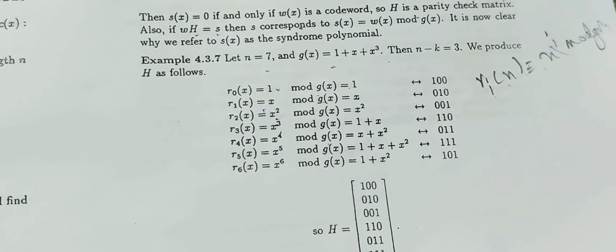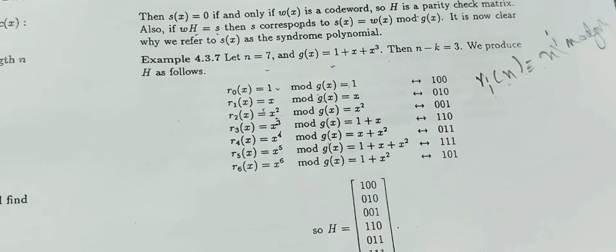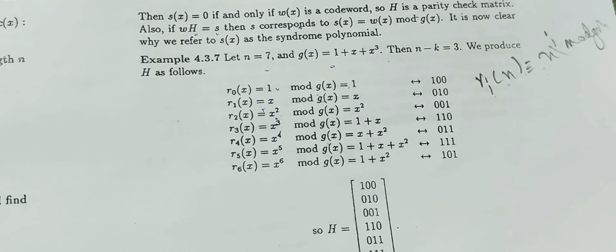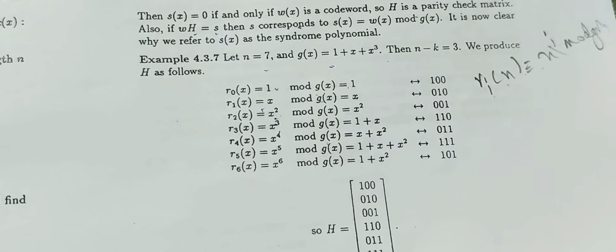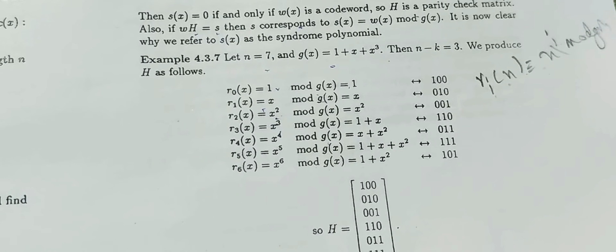R2 of x is x square mod g of x. Dividing, that is x square. So we get these two elements. R6 of x is equal to x raised to 6 mod g of x, which is 1 plus x square. Again, we will change the same way, as a repetition.